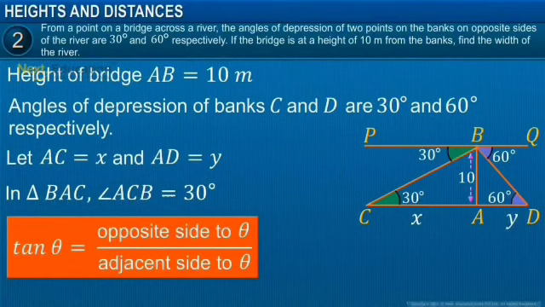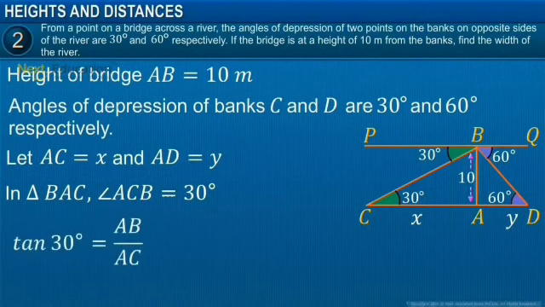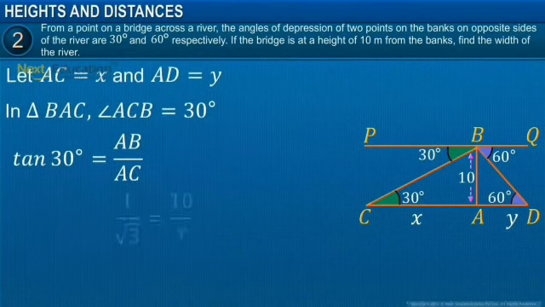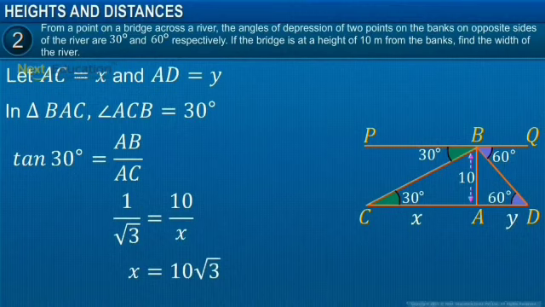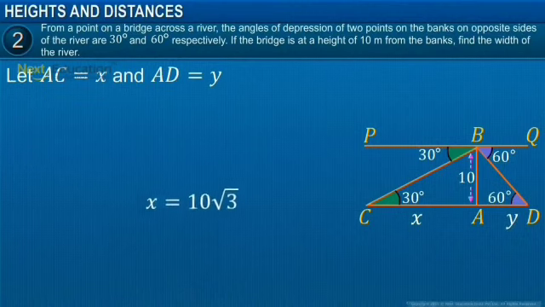Since tan theta equals opposite over adjacent, therefore tan 30 equals AB over AC. Substituting the values, therefore 1 over root 3 equals 10 over x. This means that x equals 10 root 3.